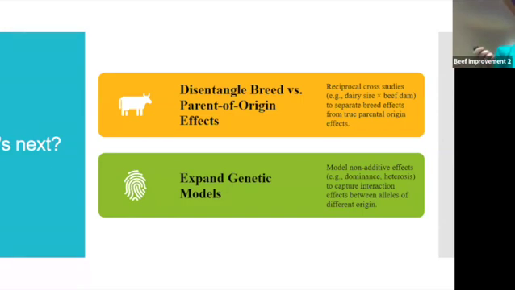So what's next? I would love to be able to disentangle breed versus parent of origin effects. It's not going to be super possible here because I do need dairy sired animals on beef dams, which are not super common. So it's going to be pretty difficult to disentangle these breed effects. I do need to expand my genetic models. I just did the additive effects here just to keep it simple, but thinking of things like dominance and other things that contribute to heterosis is very important. And this was really just a preliminary study in regards to the small population that I did have.